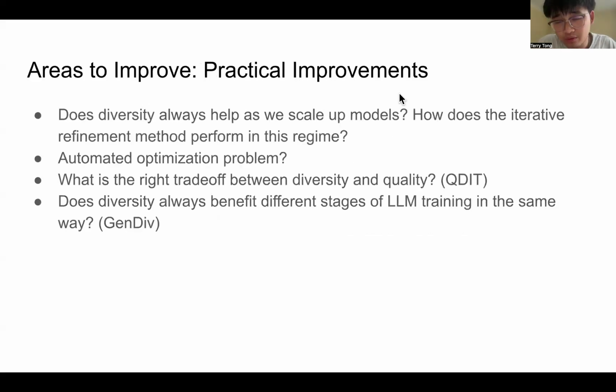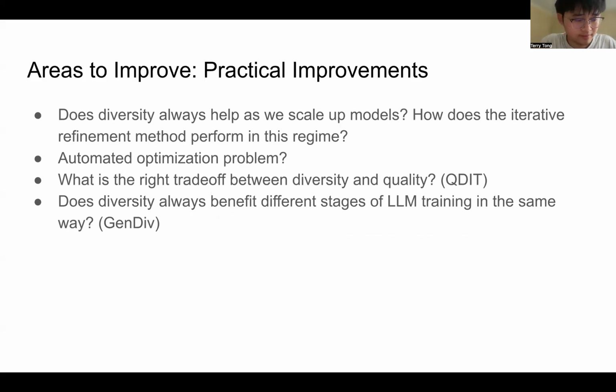So next, what we can improve on is also practical improvements. Does diversity always help in all regimes? The current paper only tests 7 and 8 billion parameter models, but what about even bigger models? Maybe this diversity phenomenon doesn't hold for large models.